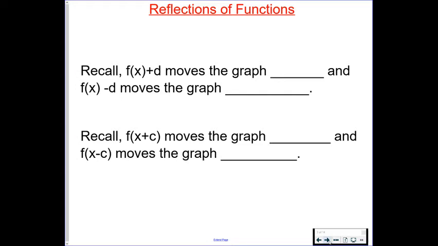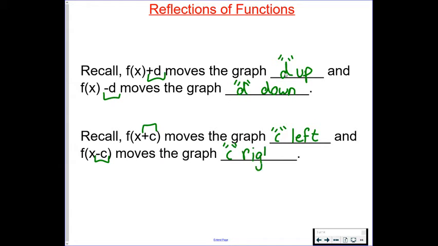Recall, f of x plus d moves the graph d units up because it's on the outside and we're adding. The minus sign tells me to move d units down. I'll put these in quotes to show that that's the units down because of the minus. What if I put it on the inside of the function? Well, plus, we said you go the opposite direction, so we're going to go c units to the left. And if I put a minus there on the inside of the function, I'm going to go c units to the right. Because it's a minus, we go the opposite direction.